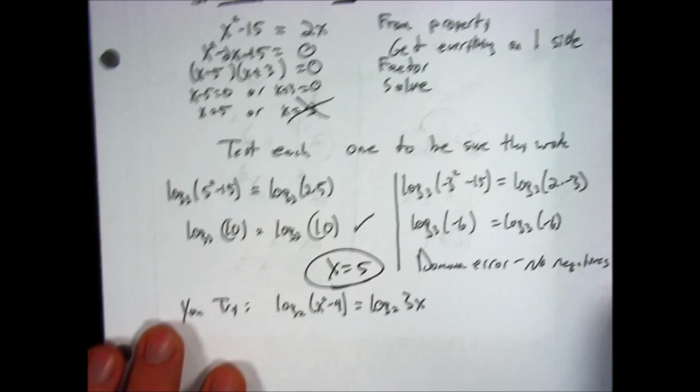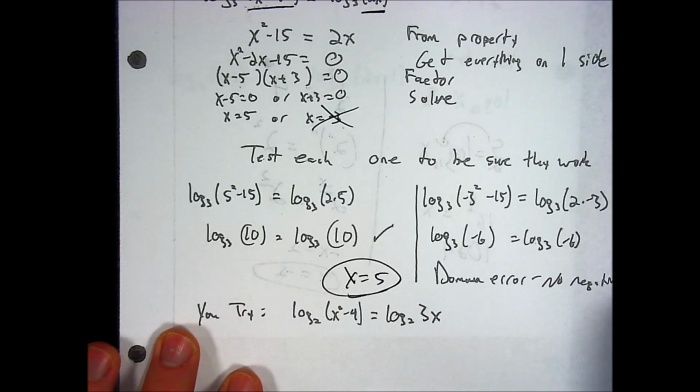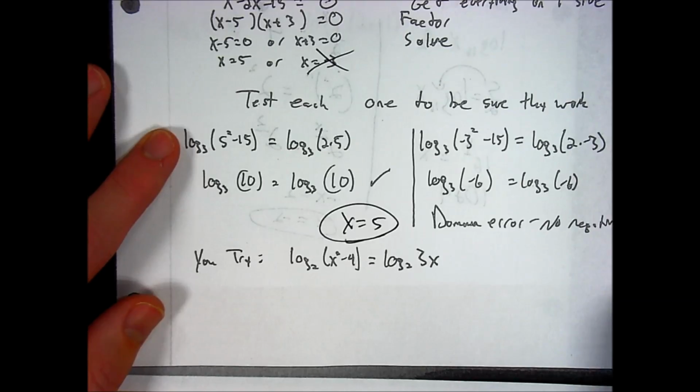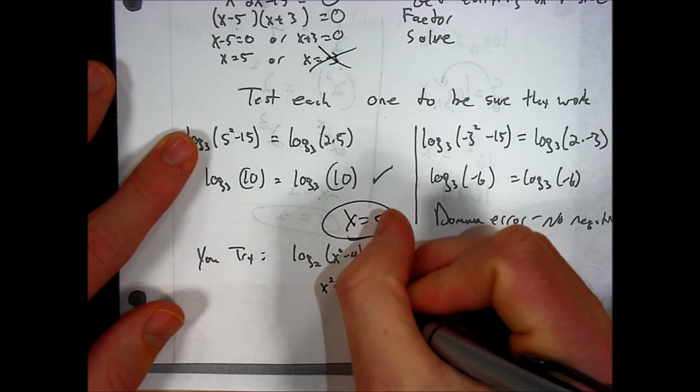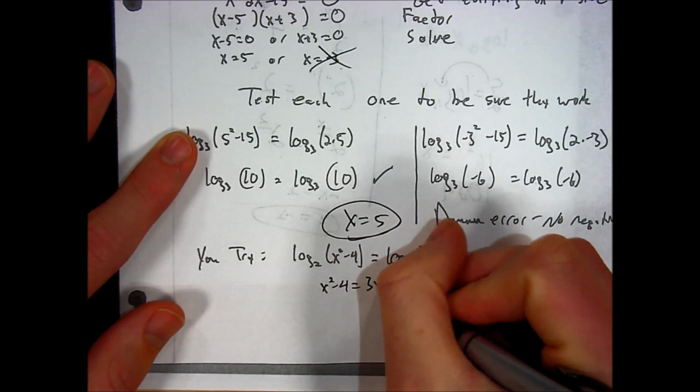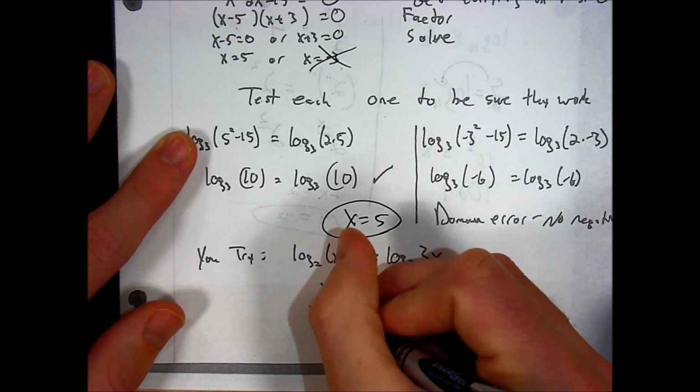Okay, you go ahead and give that one a try. Log base 2 of x squared minus 4 and log base 2 of 3x. Go ahead and hit pause and try that one. Okay, so we should have x squared minus 4 equals 3x. We'll subtract that 3x over.